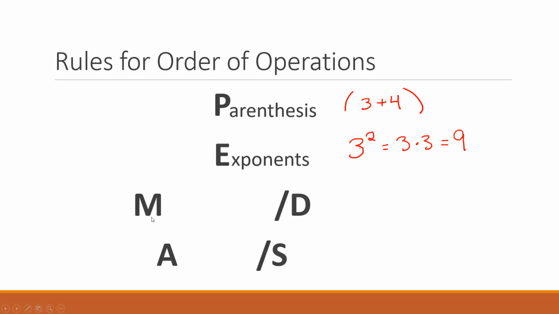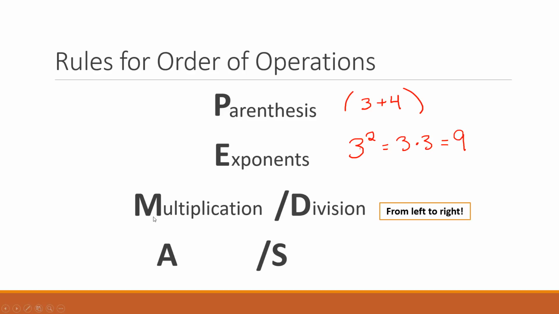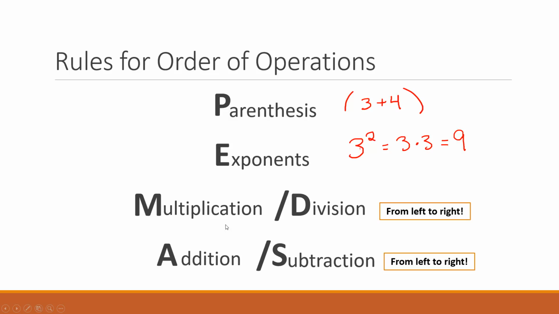Now, the reason that I have multiplication and division on the same level is that they have to go from left to right. So if you see division first on the left, then division has to come first. In the same way, if you see multiplication first on the left, then multiplication has to come first. And the same idea applies to addition and subtraction, and that you have to go from left to right with that as well.